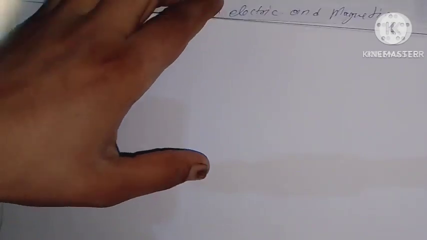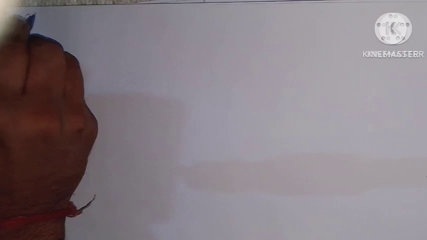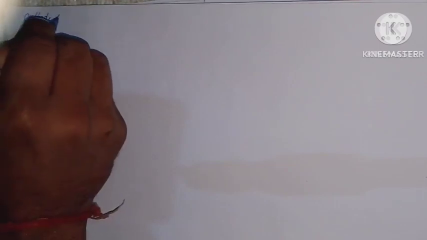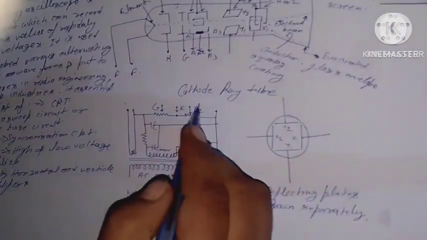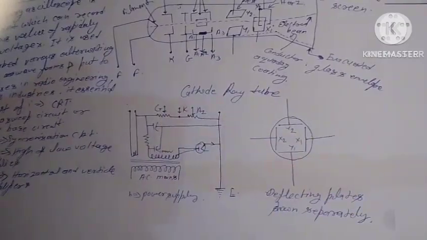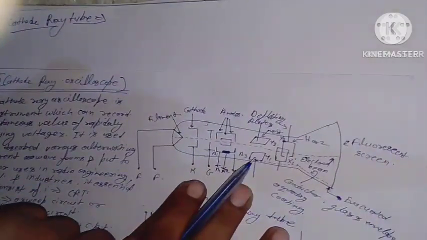We will discuss each point. First is the cathode ray tube. The cathode ray tube is an evacuated tube of this shape. This is the cathode ray tube.